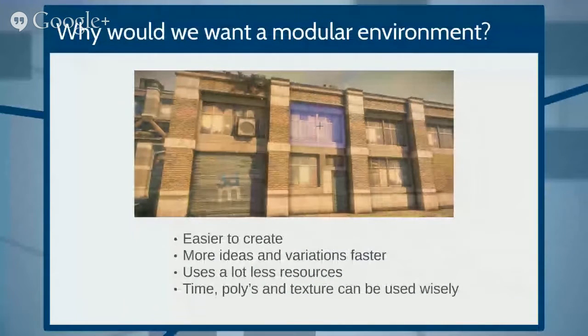Why would you want a modular environment? Well, it's easier to create. There are more ideas and variations. You can chop and change your buildings, or whatever it is you're designing, much faster. If you have one set of windows or one set of doors or one set of walls and pillars, it's much harder for you to duplicate those without them looking like you've only got one set of them, right? Whereas if you took the time to, when you were building, let's say, look at this one as an example. These columns here are identical here and here and here, right? There's no denying that.